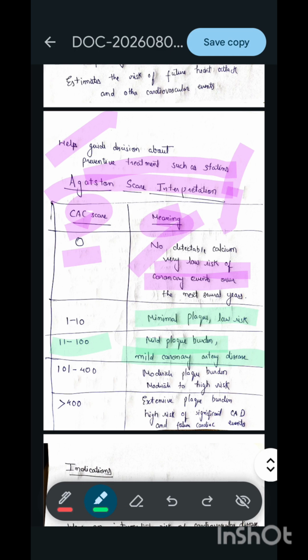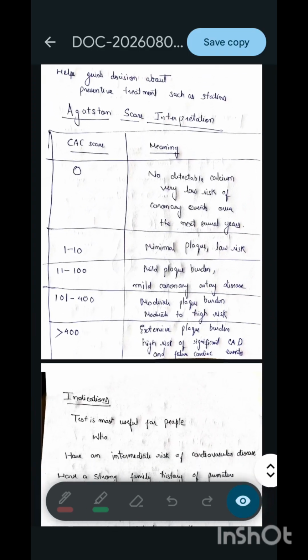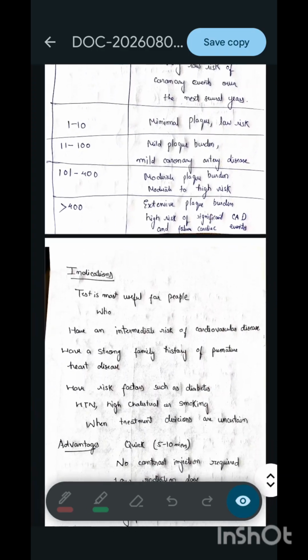Okay, so 101 to 400, now comes the moderate plaque burden, moderate to high risk. And if it is more than 400, there is extensive plaque burden, high risk of significant CAD and coronary artery disease and the future cardiac events. So this means that the CAC scoring can very nicely stratify whether there is some risk of CAD or not.